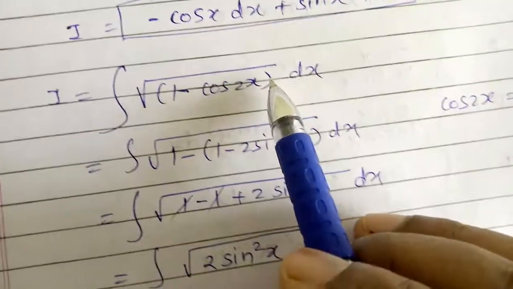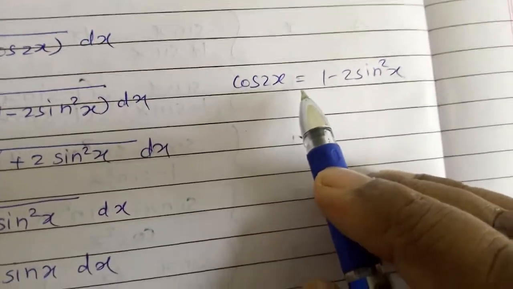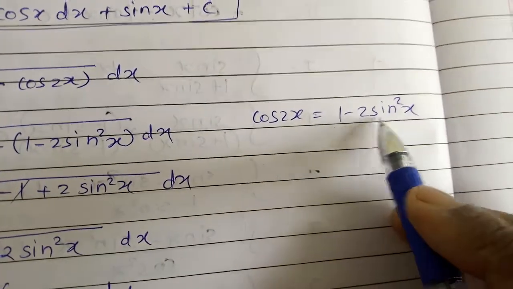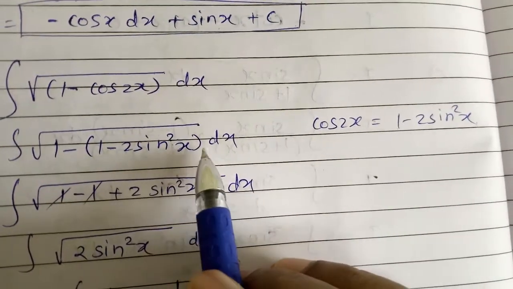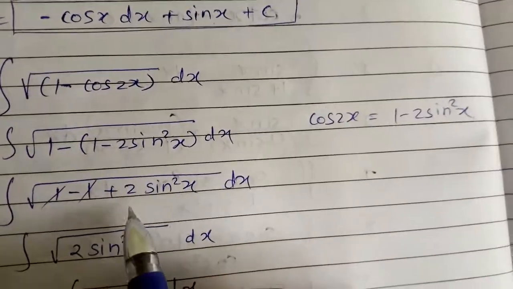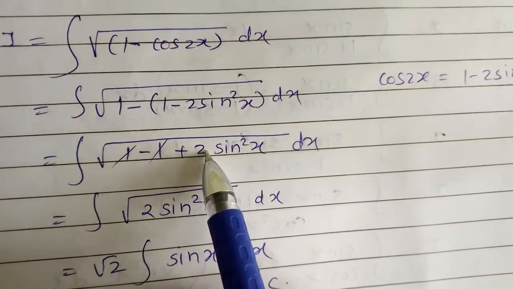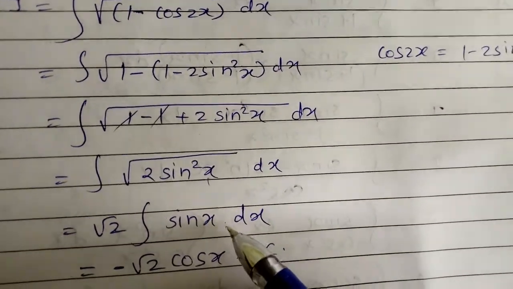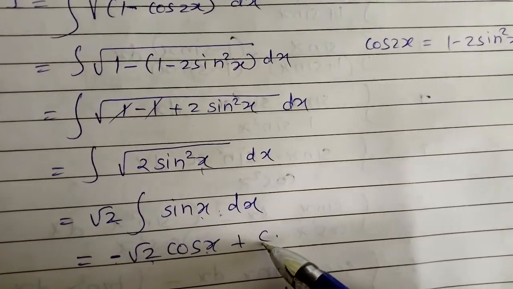Integration of root 1 minus cos 2x. Here, out of the 3 formulas of cos 2x, we will use this formula, that is 1 minus 2 sin square x. So for this we put the value 1 minus 2 sin square x dx. Here 1 and 1 cancel, and we get 2 sin square x. So taking this root 2 outside, the square root of sin square x is sin x, and you know the integration of sin x is cos x with a minus sign, and this root 2 is as it is, plus c.